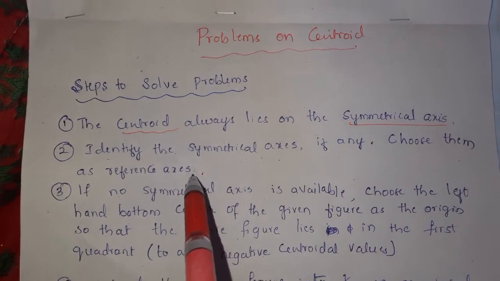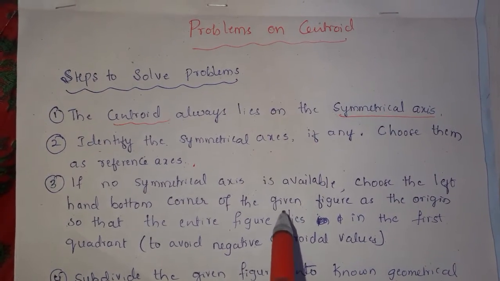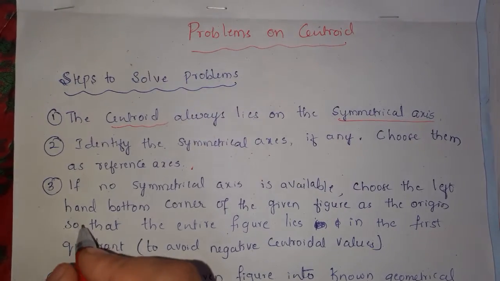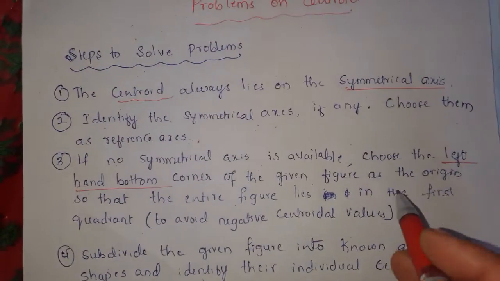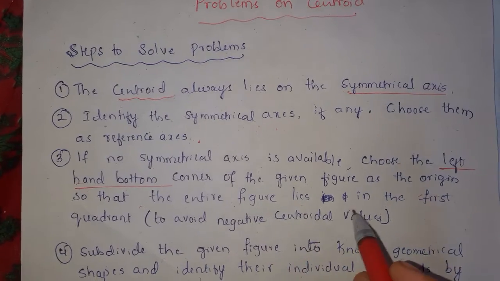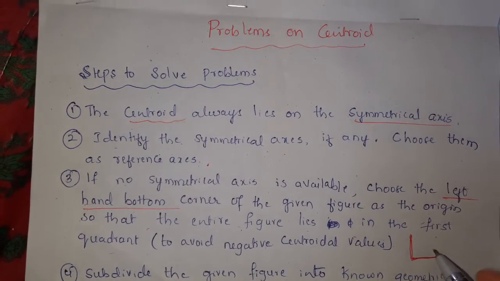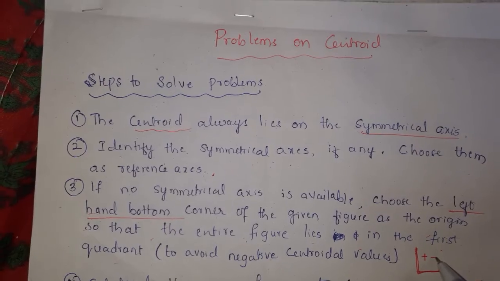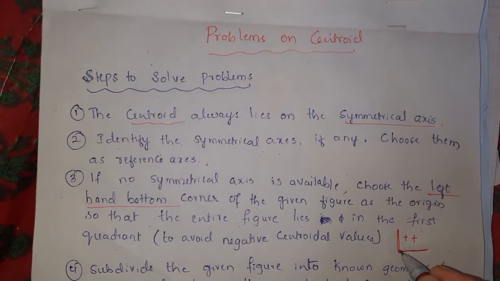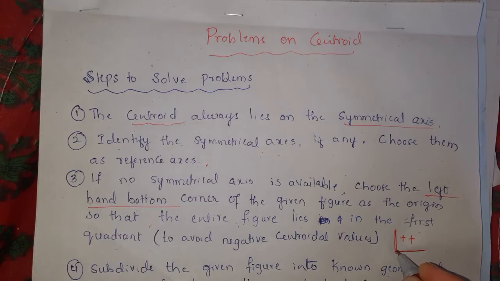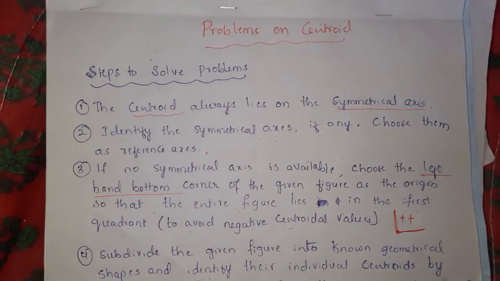Next, if there is no symmetrical axis available in the given figure, then you have to choose the left hand bottom corner of the given figure as the origin, so that the entire figure lies in the first quadrant. As you know, in the first quadrant both the x-axis and y-axis will have positive values. Hence you choose the left hand bottom corner as the origin, so that you can avoid negative centroidal values.